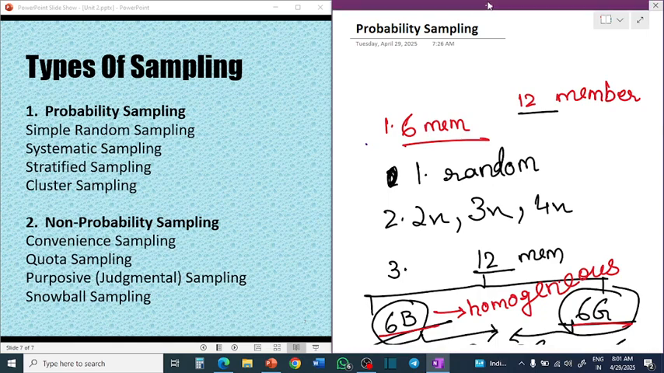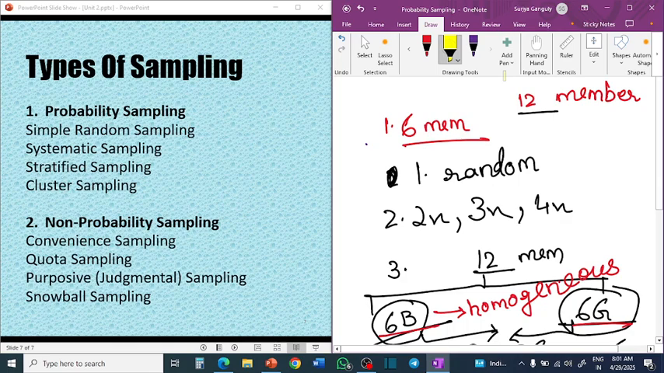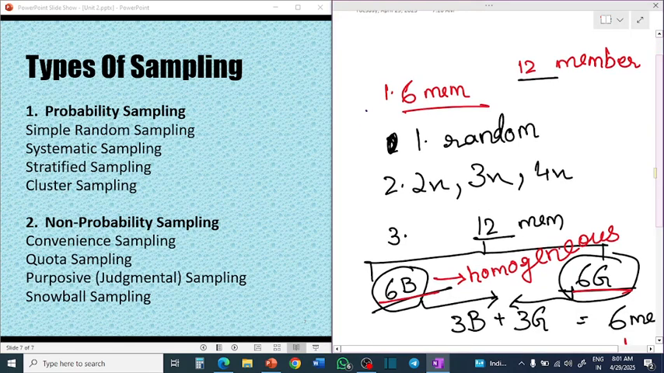For example, over here you can see that we have 12 members as our population. Out of these 12 members, you have to select a sample of 6 members. So first one is your random sample. You will randomly select 6 members out of these 12 members. This is known as simple random sampling. Then we come on to systematic sampling. In systematic sampling, there must be a system attached to the way you select the people.